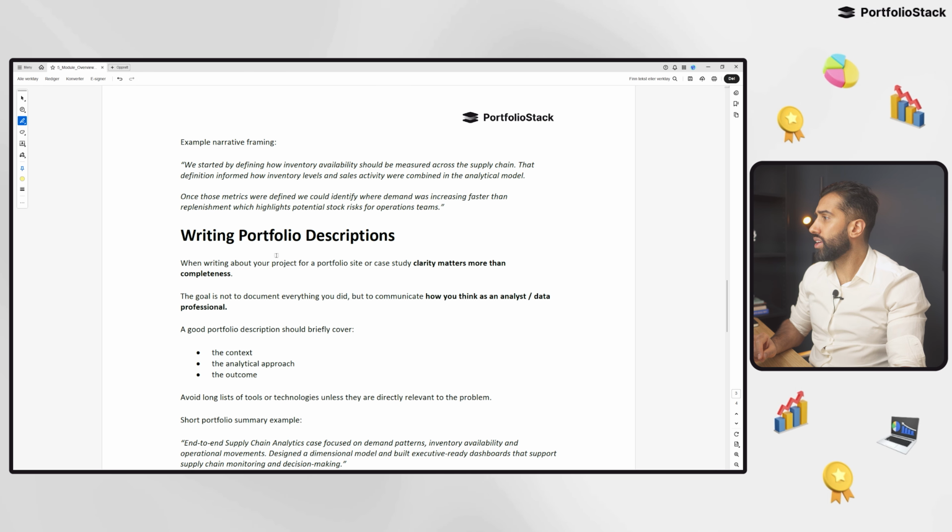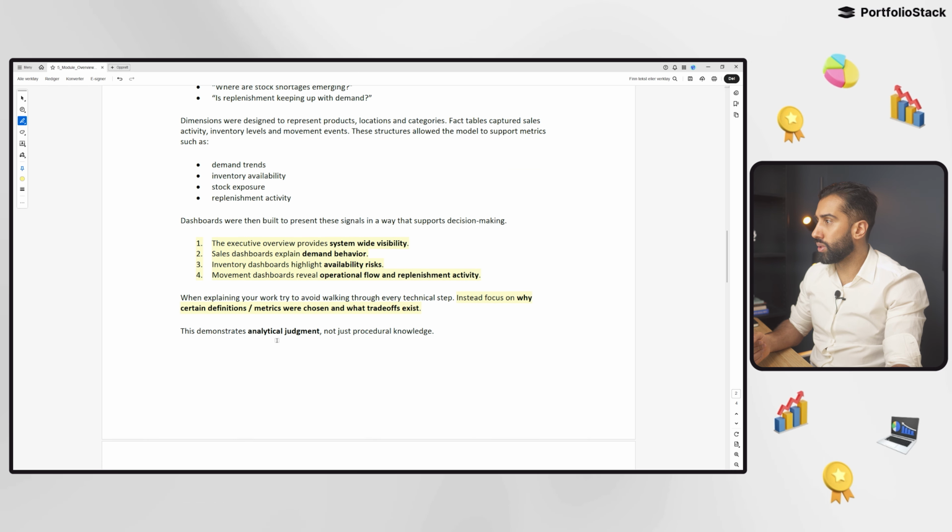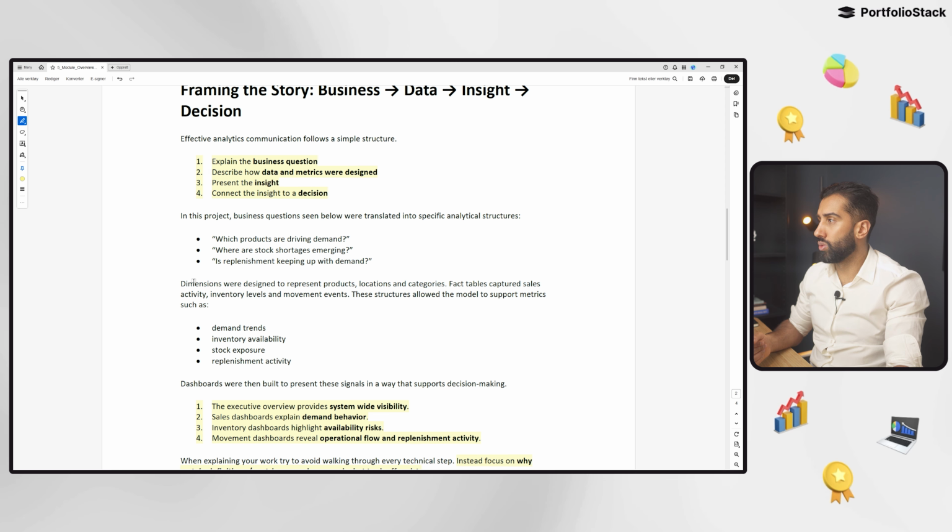So an example of narrative framing, we started by defining how inventory availability should be measured across the supply chain. That definition informed how inventory levels and sales activity were combined in the analytical model. Once those metrics were defined, we could identify where demand was increasing faster than replenishment, which highlights potential stock risks for operations teams. So again, we're starting out by defining something, finding the data for it, then how did we apply it, and what did it actually turn into. When you read this, try to tie it back to what we said up here in the 1, 2, 3, 4 up here.